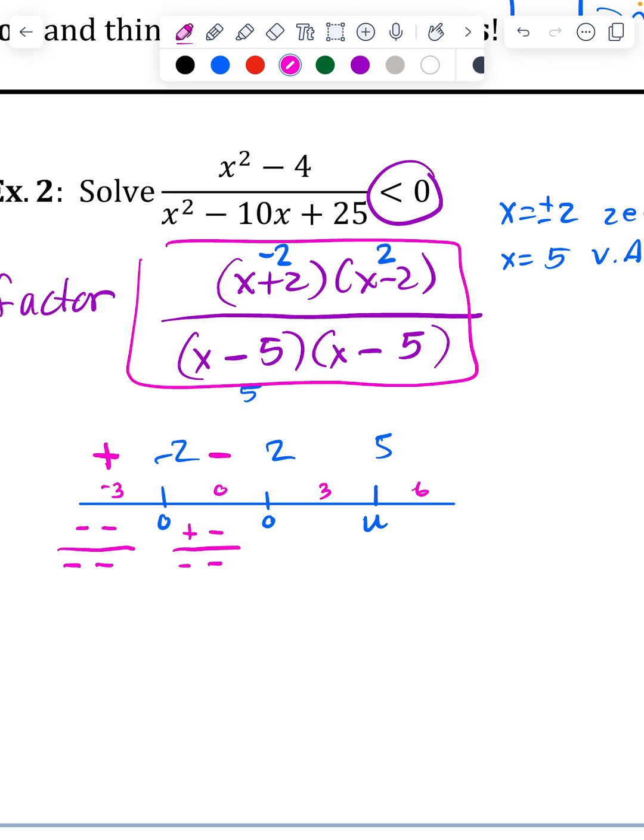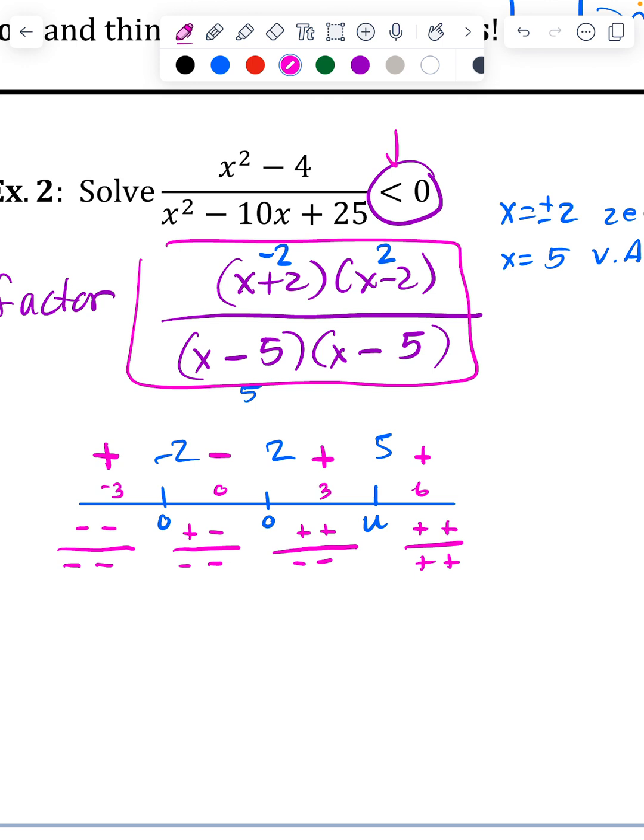I have 3 negatives altogether, which is an odd number of them, and I'd end up with negatives in that region. Testing the number 3, 3 plus 2, 3 minus 2, those are both positive on top. 3 minus 5 is negative both times on the bottom, but that leaves me with 2 negatives. So overall, that region is positive. Using a 6, I would have a positive everywhere, which will leave me with a positive.